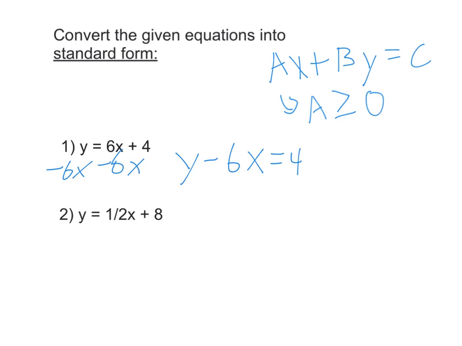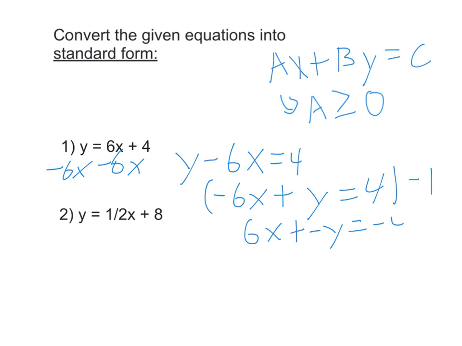But notice how we have these arranged up top. It's ax plus by. So we have to actually have our x first. So it's negative 6x plus y equals 4. Alright, we're not quite done yet because we can't have a negative number for our a, which is that negative 6. So we have to multiply everything by negative 1, and that'll give us 6x plus negative y equals negative 4.